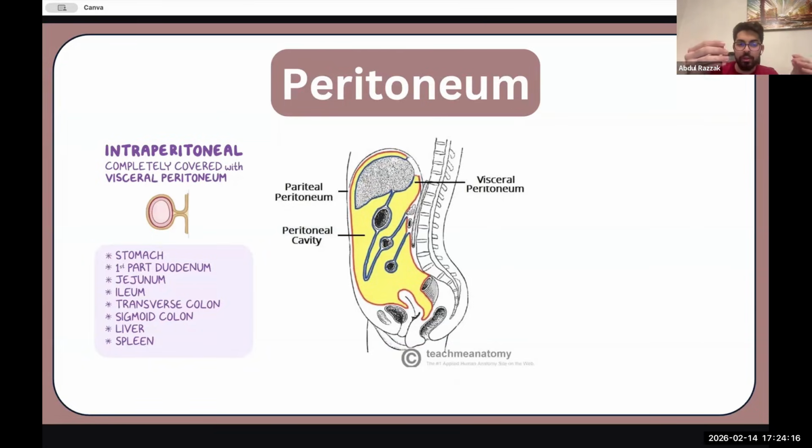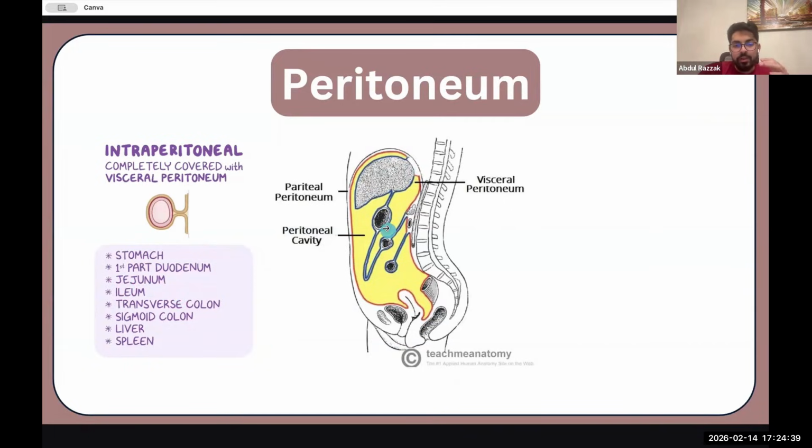Inside the peritoneum, there's nothing. There's only some fluids. However, intraperitoneal means that the organ is covered totally by two layers of peritoneum. These organs include the stomach, the first part of the duodenum, which is actually the first half of it, the jejunum, ileum, transverse colon, sigmoid colon, liver, and spleen.